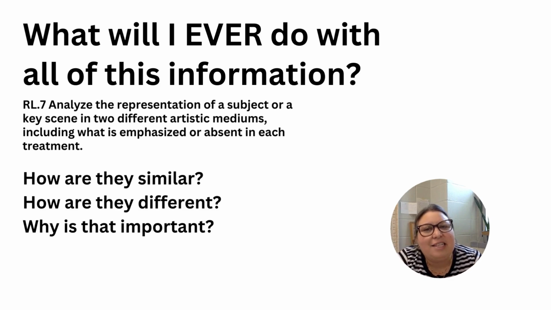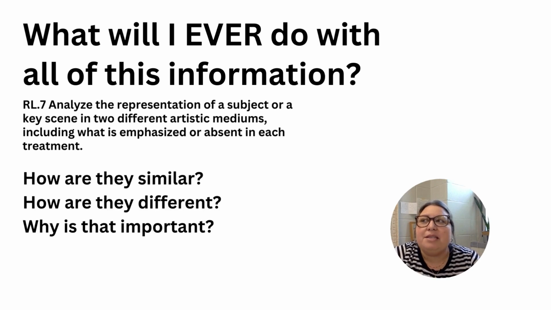RL7 says analyze the representation of a subject or a key scene in two different artistic mediums, including what is emphasized or absent in each treatment. Basically, this means when an idea from literature represents itself in something else, like maybe a song or a film or a play or a ballet or a piece of art.